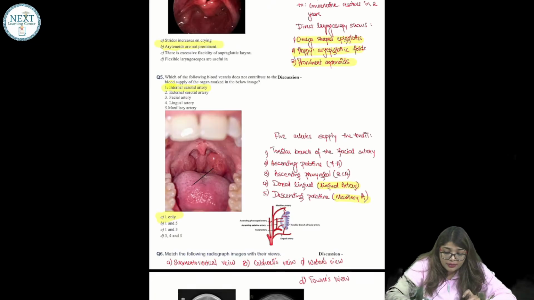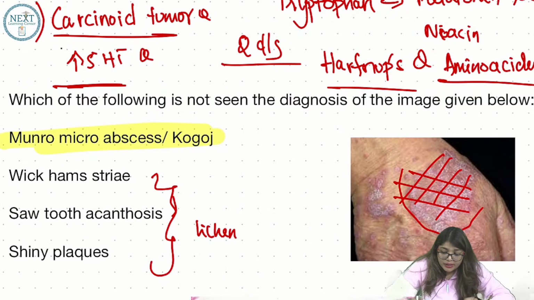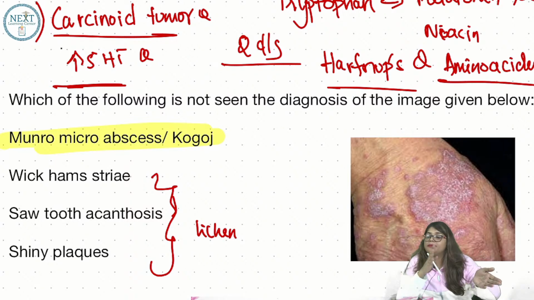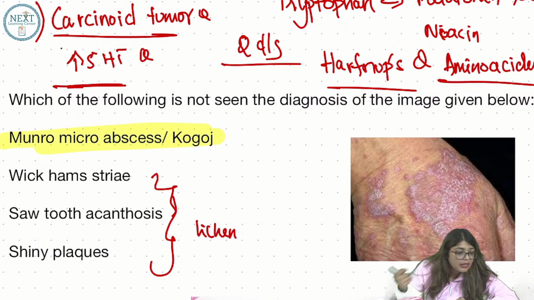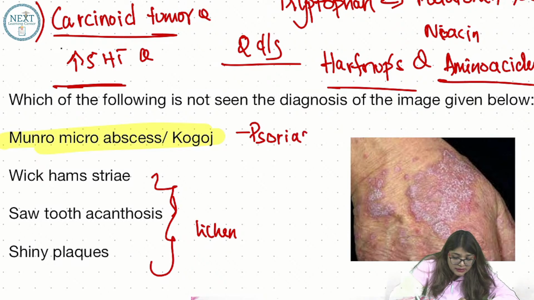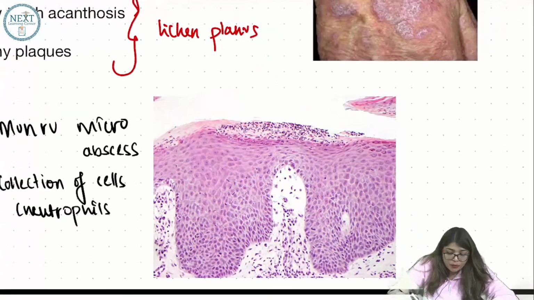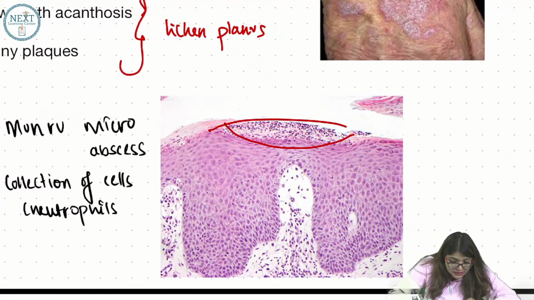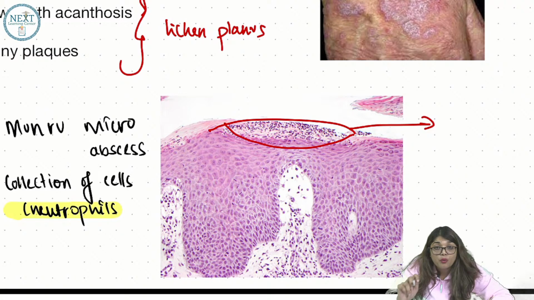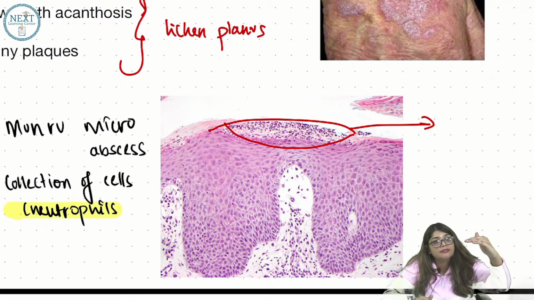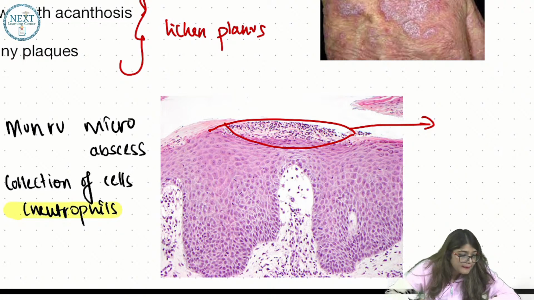Can you appreciate one thing here? How do you differentiate between the lesions of psoriasis and lichen planus? How do we do that? I'll tell you today. This is seen in psoriasis while the other things are seen in lichen planus. Let's do some images related to that. This is nothing but your Munro's microabscess. Can you see there is a collection of cells? That collection of cells is nothing but neutrophils. It is a microabscess with a collection of cells on the stratum corneum, right?